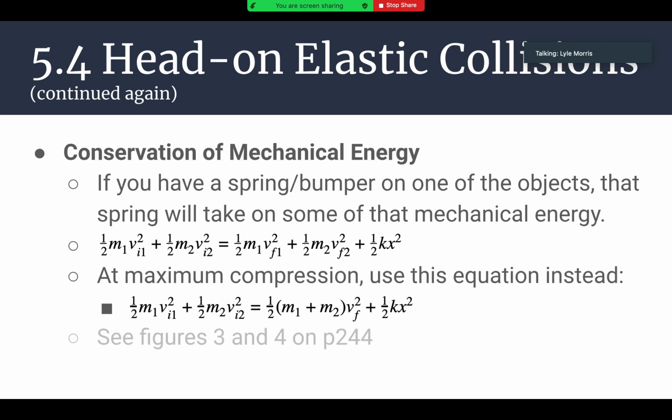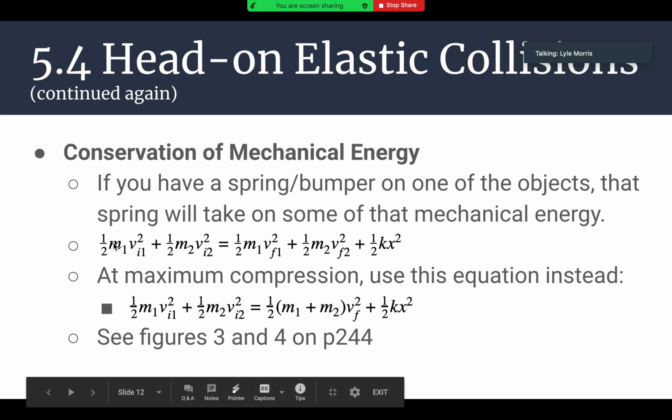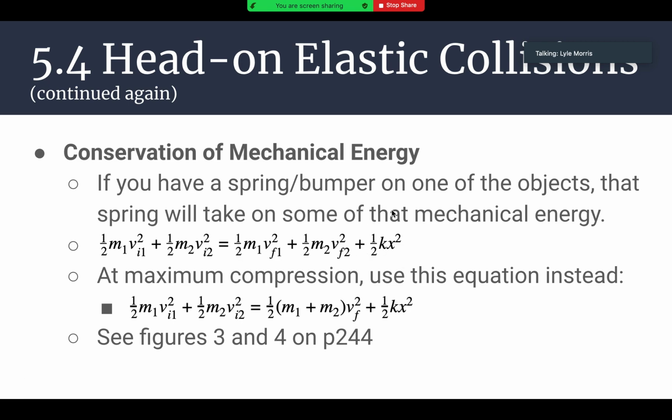Now, if a spring is involved, let you copy this down. If you have a spring or a bumper on one of the objects, that spring will take on some of that mechanical energy. So you've got your kinetic energy equals kinetic plus the spring. Now if x is 0, which means there's no movement, the spring is not engaged, then this whole term is 0. So it's just kinetic energy equals kinetic energy. If it's compressed at all, that's where some of this energy gets transferred into here.